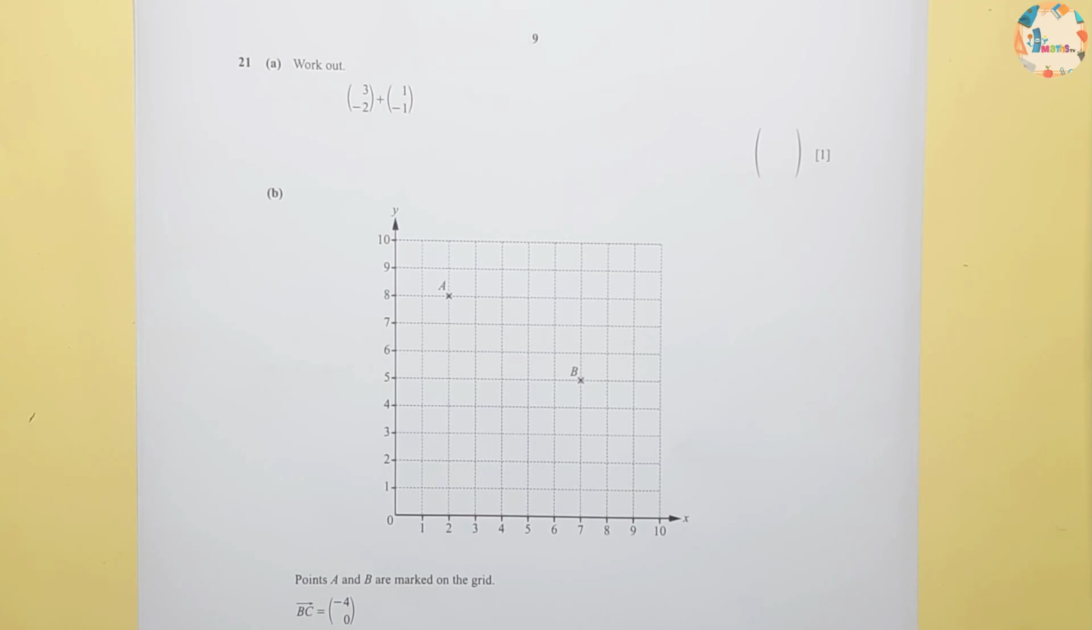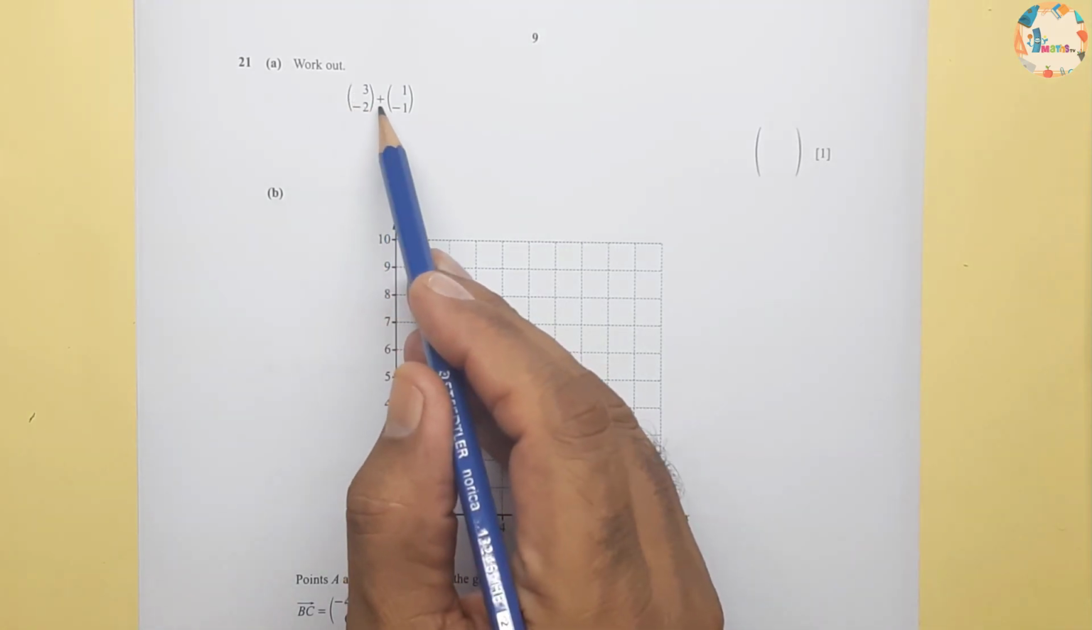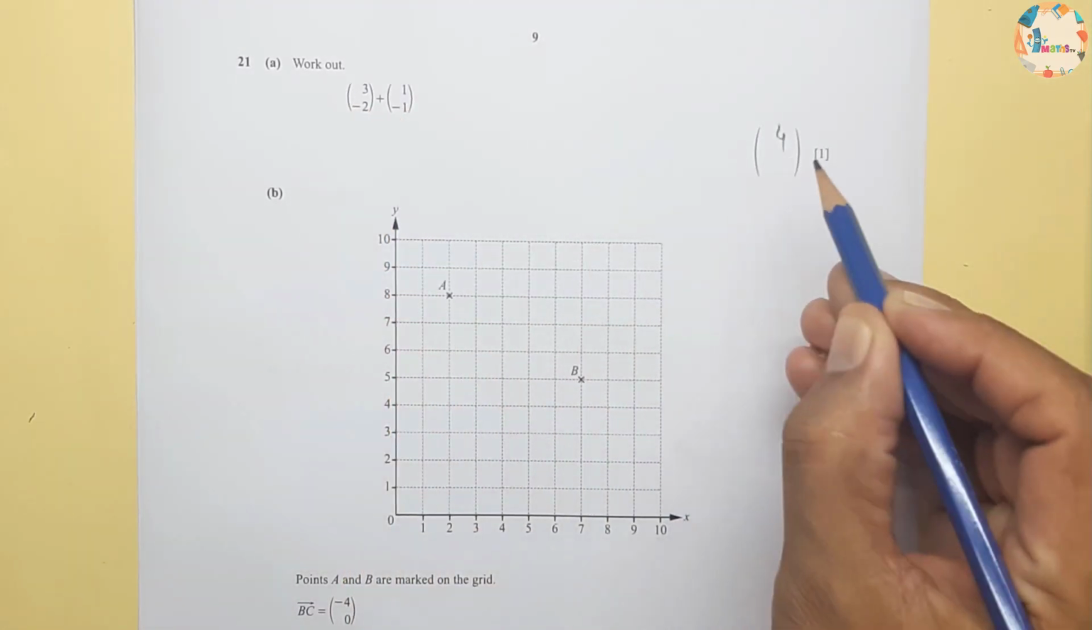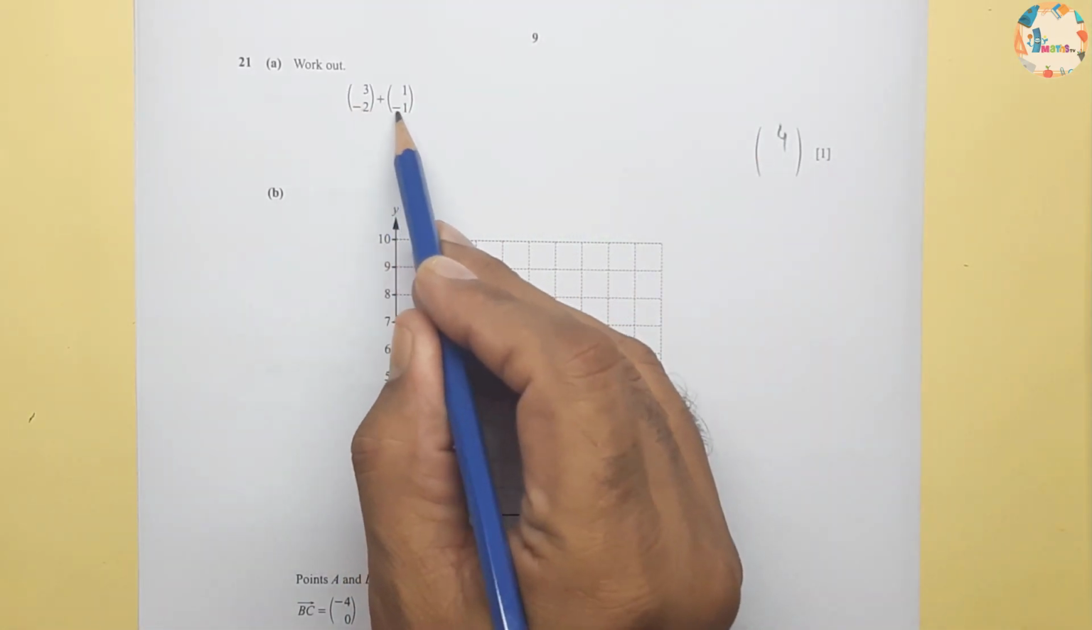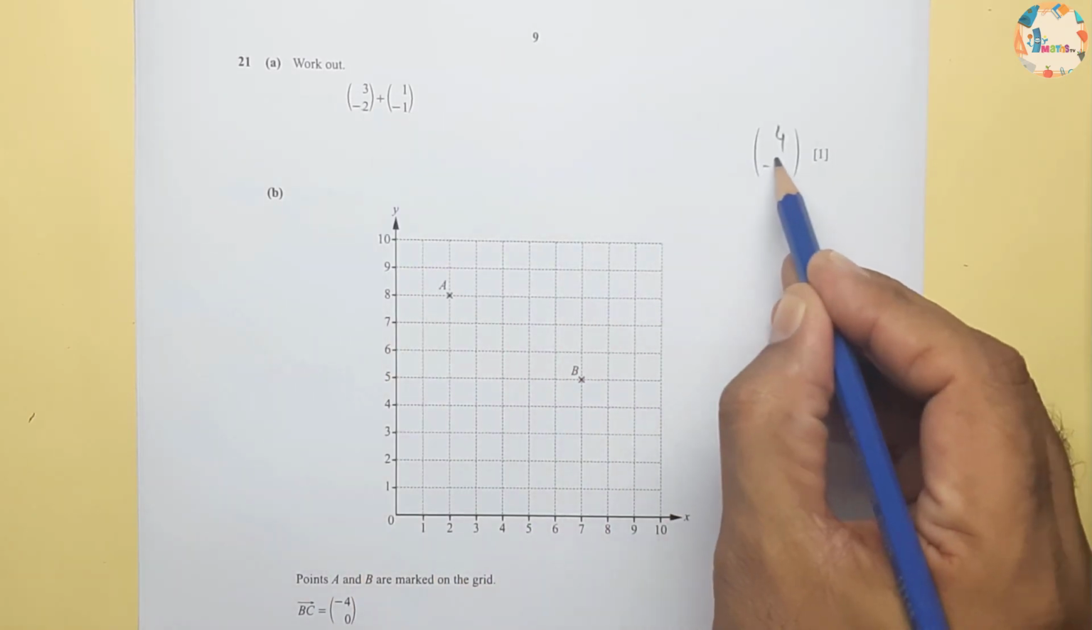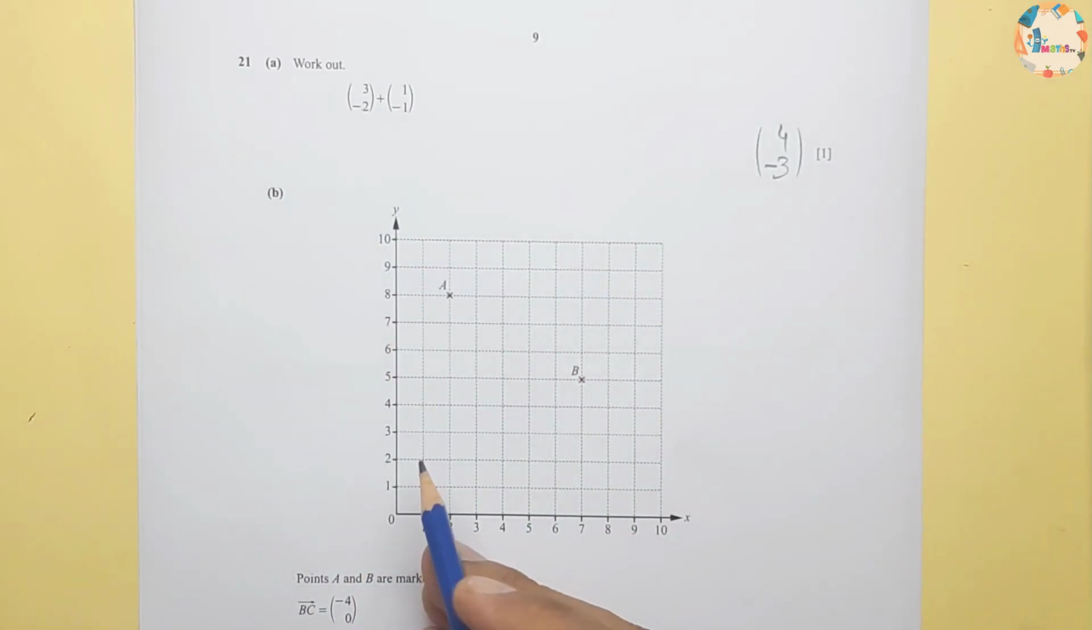Now question number 21, work out this matrix. We have to add 3 plus 1 will be 4, so we'll write here 4, minus 2 plus minus 1, so it will be minus 3. This will be our answer.